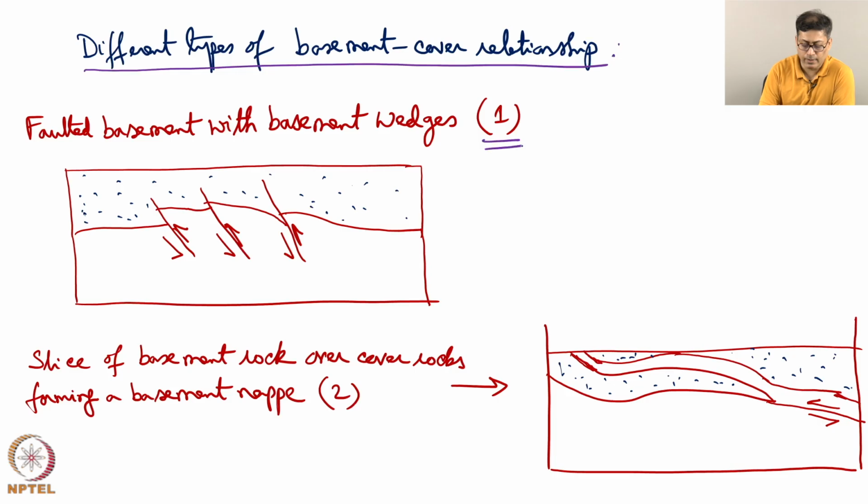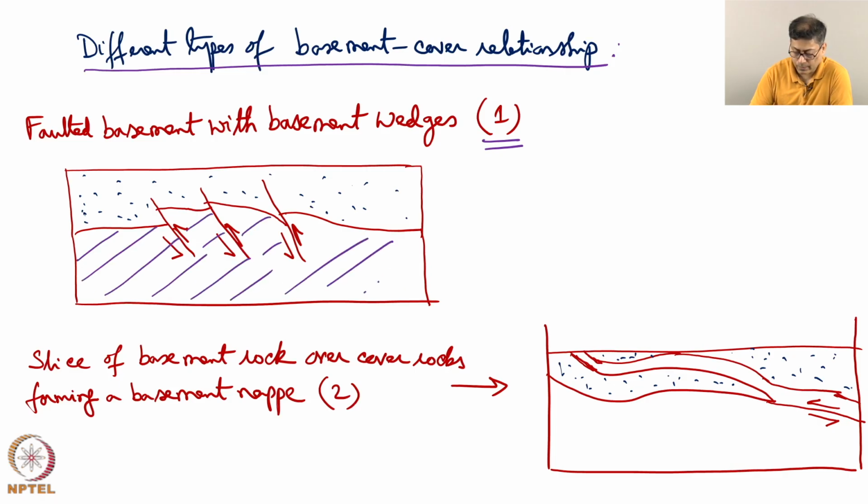Now, let us see the different types of basement cover relationship. Number 1 is the faulted basement with the basement wedge. Here I have drawn the basement which is faulted, and in my diagram I am showing the reverse fault. We are looking at a vertical cross section. Reverse fault symbols are shown in terms of half arrows. The basement is faulted and the basement wedges are produced. It is like a wedge geometry has been produced.